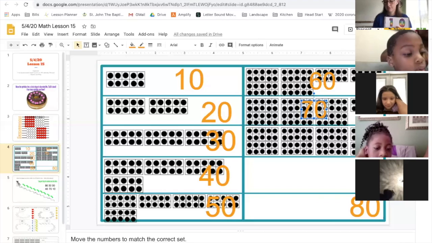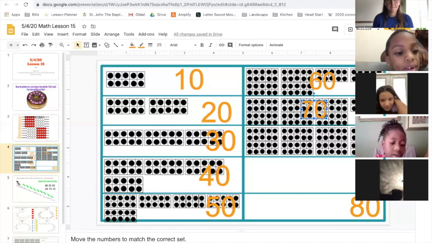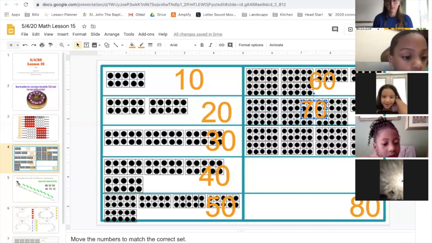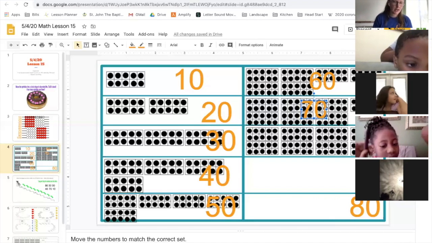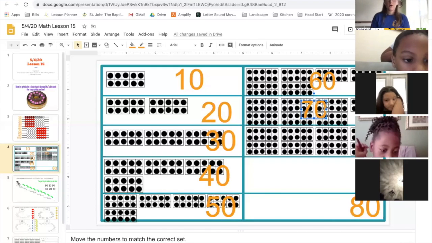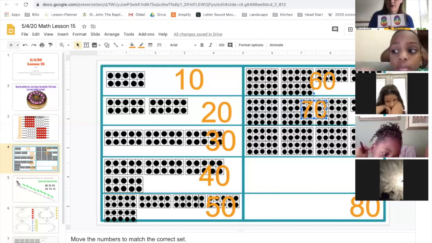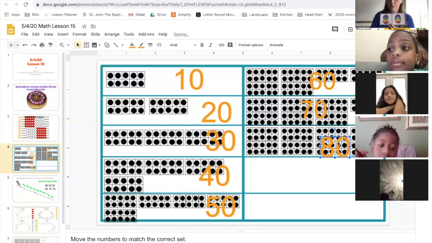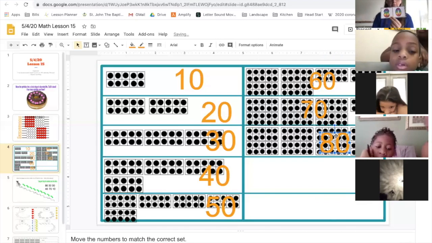Ready? 10, 20, 30, 40, 50, 60, 70, 80. See that? Great job, everybody. So we had 80. I heard all of you say that. So I'm moving my 80 up to cover that one. Great job.